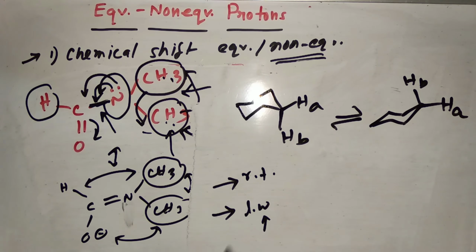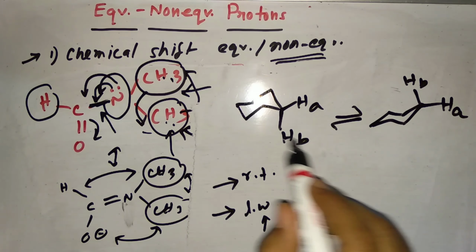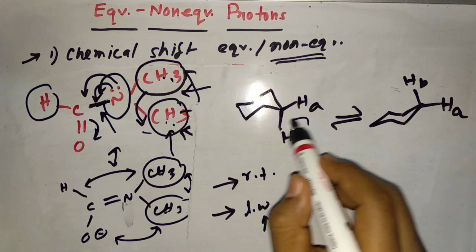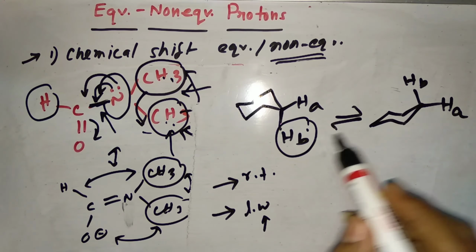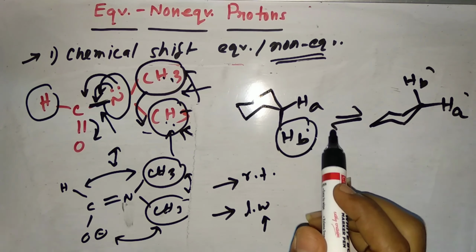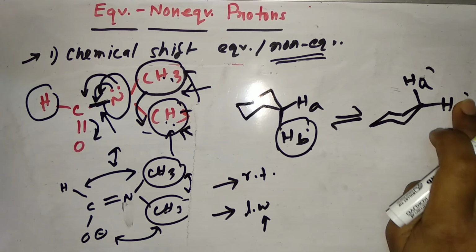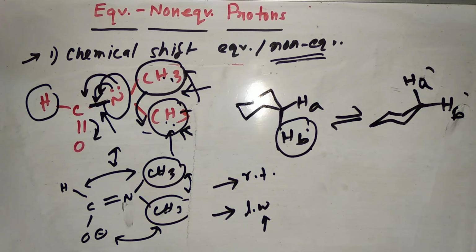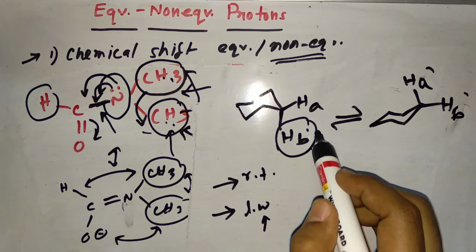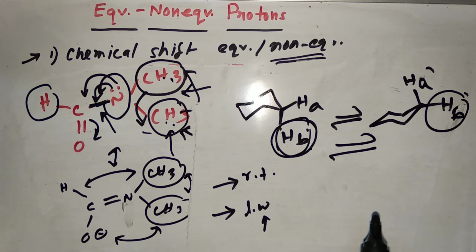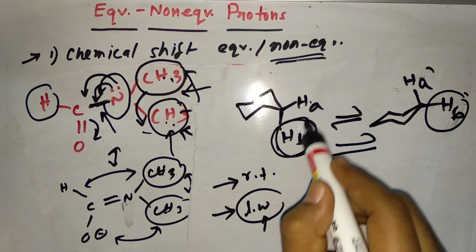So at room temperature what happens is this interconversion is so rapid that the axial and equatorial positions interchange; here HB is in the axial position, and here it will be in the equatorial position. So that is why, here axial and here equatorial, this interconversion will be so rapid at room temperature, but at low temperature the interconversion rate will be slow, and that makes these two non-equivalent.